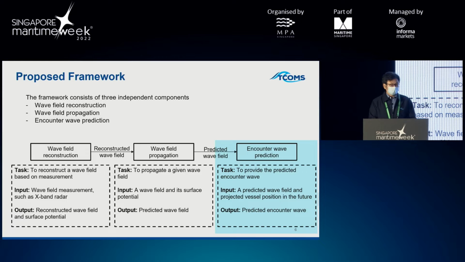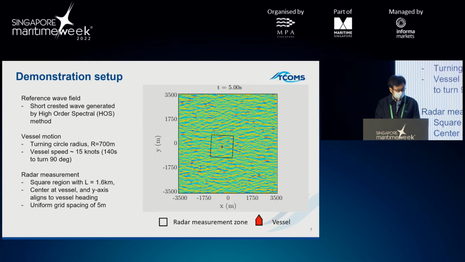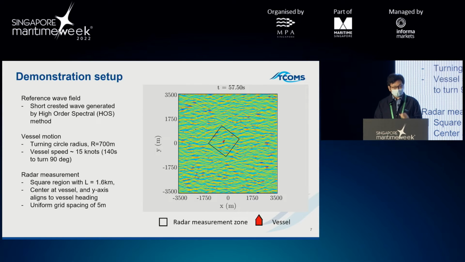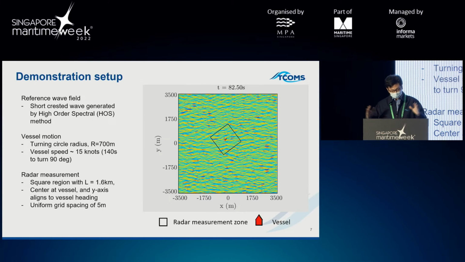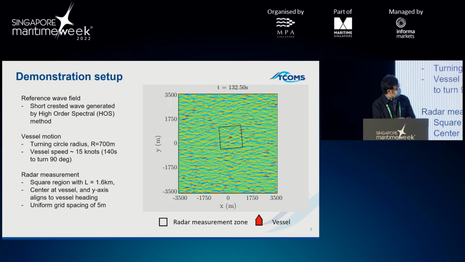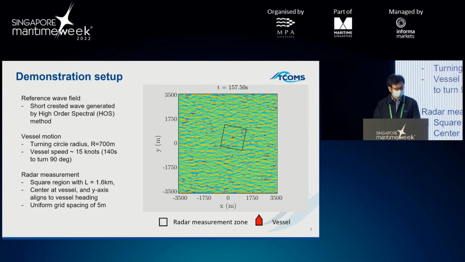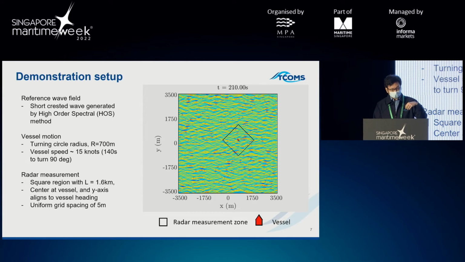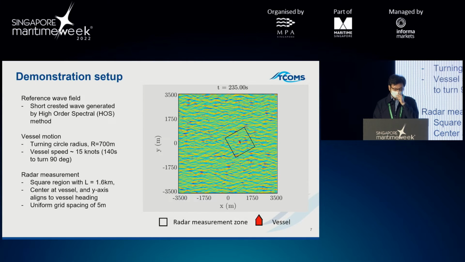So in order to assess the performance of our baseline model, we set up a synthetic scenario. In this synthetic scenario, we have a short-crested wave field generated by the higher order spectrum method, 7 km by 7 km square. And then we assume that there is a vessel inside the wave field traveling in a turning circle pattern.